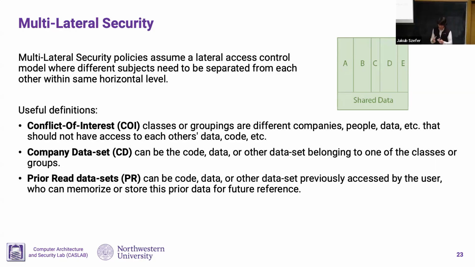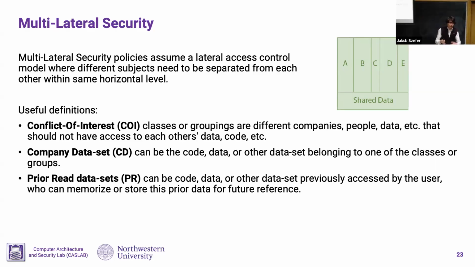But you can also think of it as different programs within one level and how they should be separated. If one program is handling, again, maybe data from hospital A, and program B is sending data from hospital B, there should be some rules on how they can communicate. So multilateral security is about things within the same level. And then to control access to the data to ensure confidentiality and integrity, there are some definitions, like conflict of interest. Again, common sense: these are things from different companies or people whose data should not access each other's data.